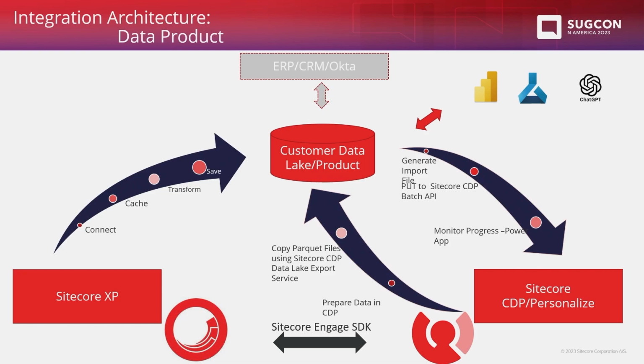You have your Sitecore XP. You will connect to Sitecore XP through the OData interface, get data, cache it, transform it, save it in the data lake, and then you will push this data to Sitecore CDP Personalize, and then you will capture data from Sitecore CDP Personalize back into your customer data lake. So that creates this data product that is compatible for more complex use cases.